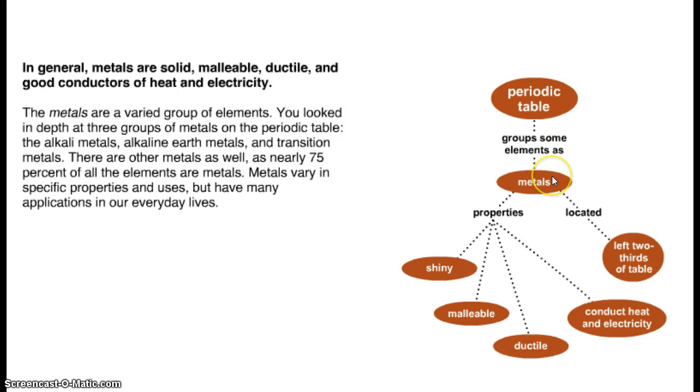Periodic table. Some groups of elements are metals, located in the left, the middle, and the bottom of the periodic table. Properties: they are shiny, malleable, so you can hammer them into shapes. Ductile, you can stretch them into wires, and they can also conduct heat and electricity.